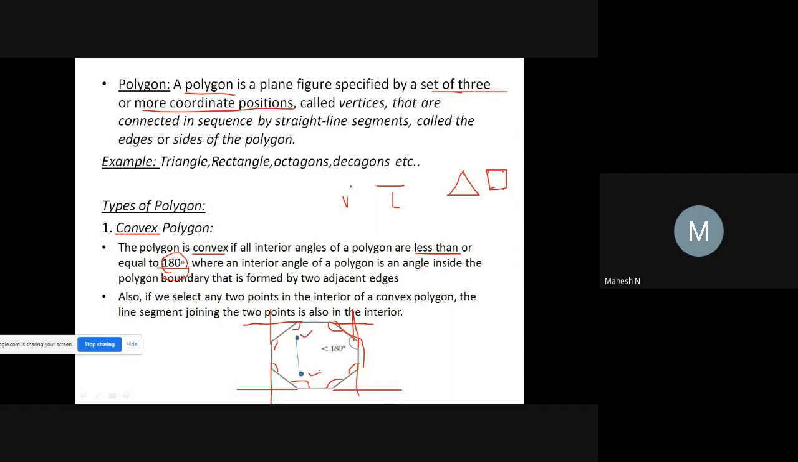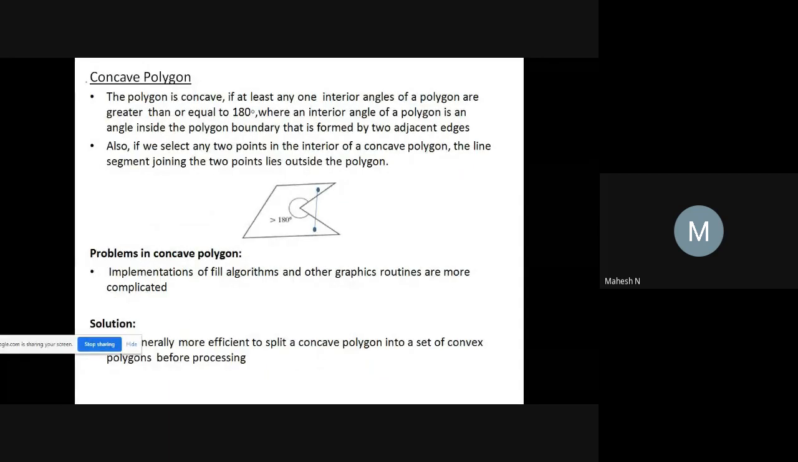Now whenever I have a convex polygon, it is very easy for me to fill the polygon. Because if I take any two points, the line joining them is also inside the polygon, so the complete line I can draw with that color, no problem. But there exist some polygons which we call concave polygons, where at least one interior angle of the polygon is greater than or equal to 180 degrees.